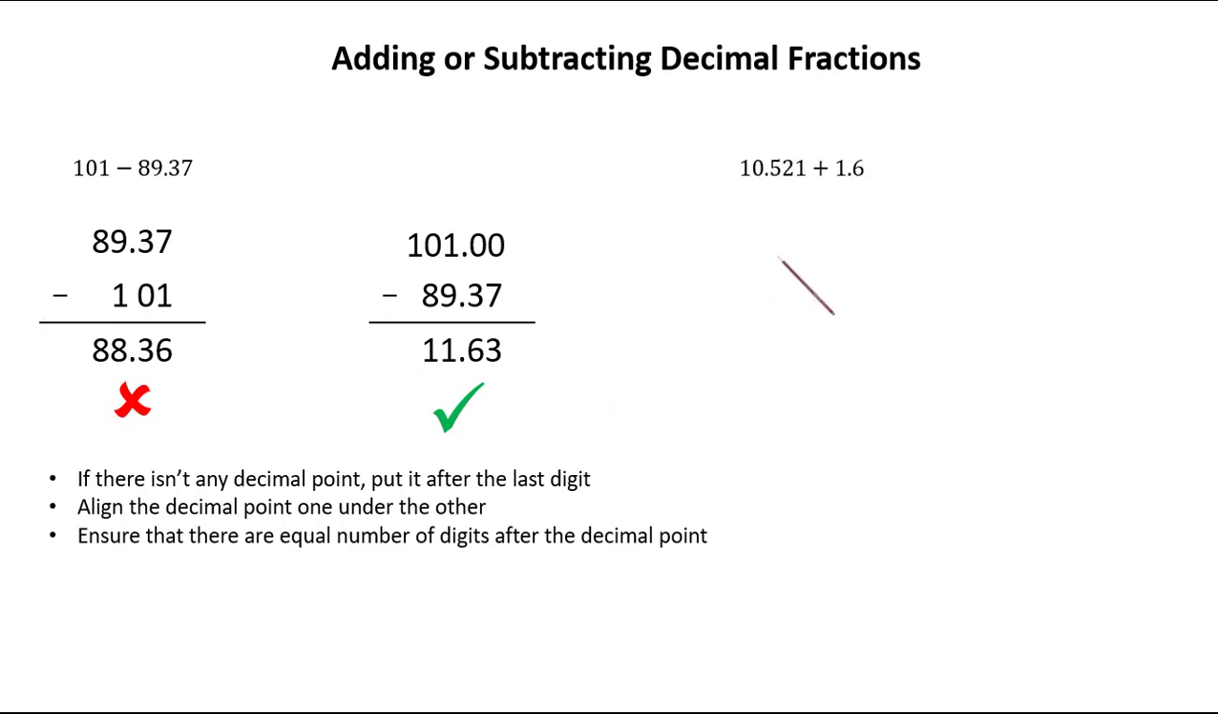Let's take another example. What is 10.521 plus 1.6? So we need to write this as 10.521 plus 1.6. We put the decimal point under the decimal point, and then we put the extra number of zeros as required. Then add it, and we get the right answer.